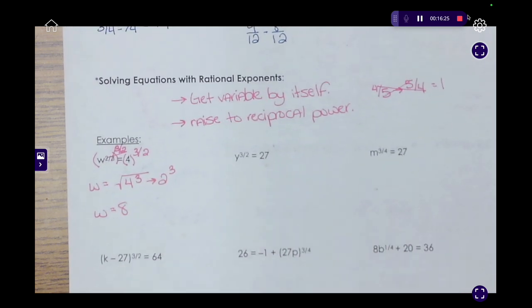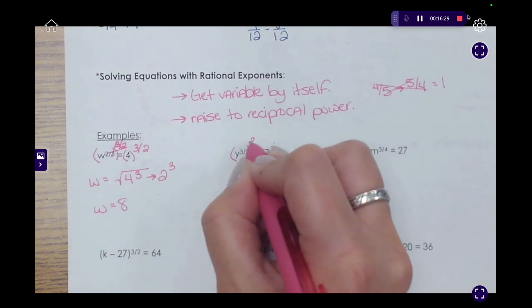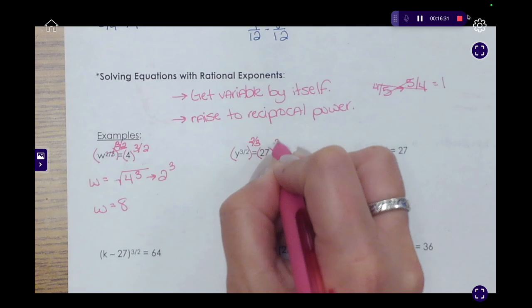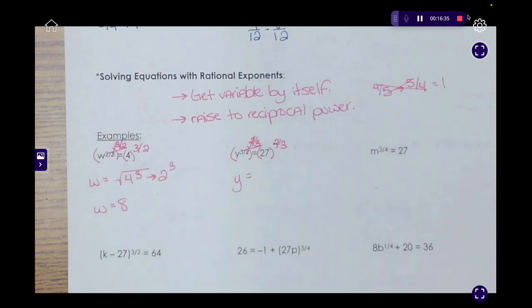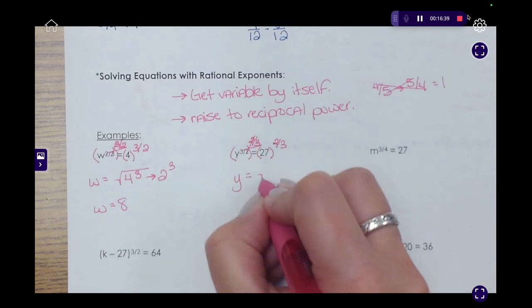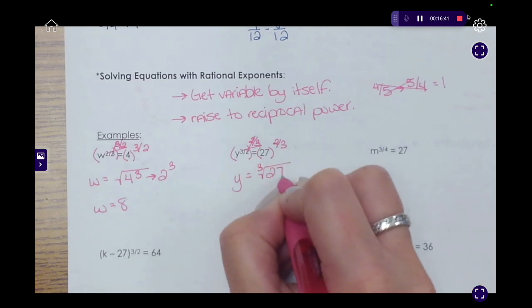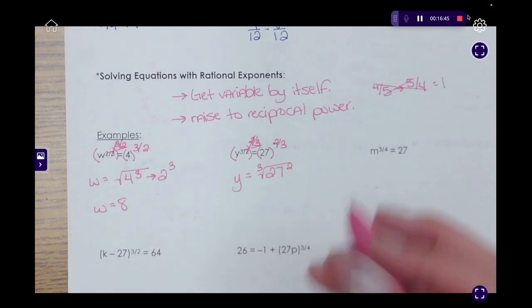All right, so looking at the next one, now I have a 3/2, so I'm going to raise it to the reciprocal, which would be 2/3. Those cancel, leave me with y. And then remember, I want to rewrite this. So that denominator tells me this is the cubed root of 27 to the 2nd power.